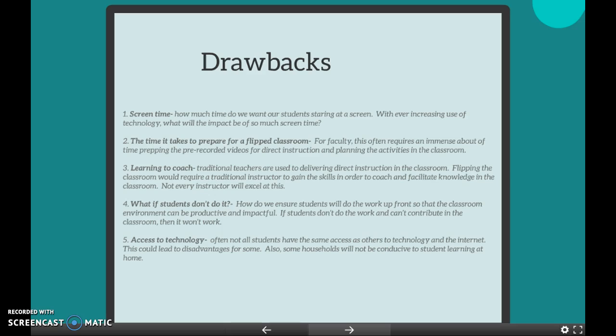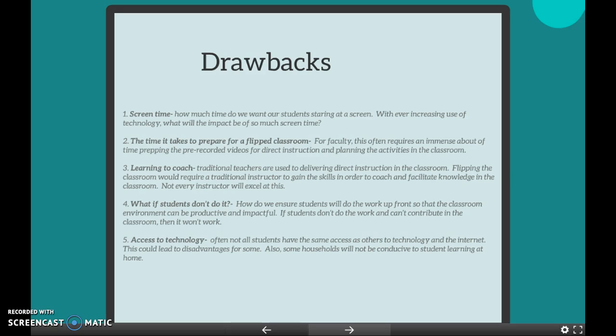Flipping the classroom requires a traditional instructor to gain the skills in order to coach and facilitate knowledge in the classroom, and not every instructor will excel at this. What if the students don't do their work? How do we ensure the students will do the work up front so that the classroom environment can be productive and impactful? If students don't do the work and can't contribute in the classroom, then it won't work.